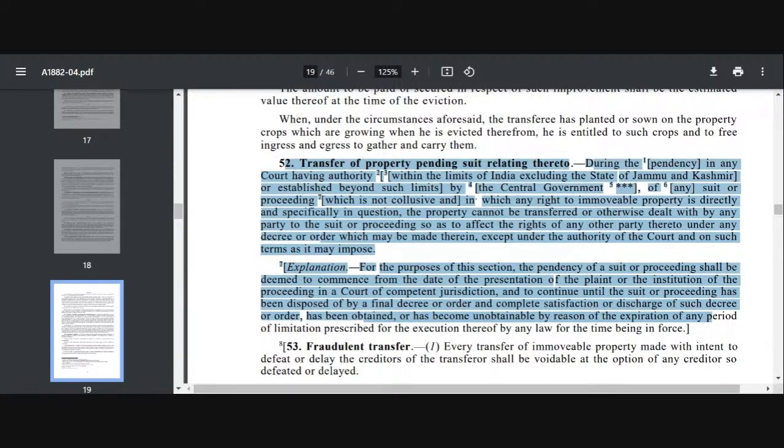So if there is a pending suit or proceeding in a court of competent jurisdiction, right, and एक immovable property से related कोई right है जो वहां पर involved है, then in that case you cannot transfer that. And if you are transferring, then the transferee is bound by the decision of the court. अगर आपने ट्रांसफर कर भी दिया तो जो भी कोर्ट का डिसीजन होगा, the transferee will be bound by that decision of that court. ठीक है?